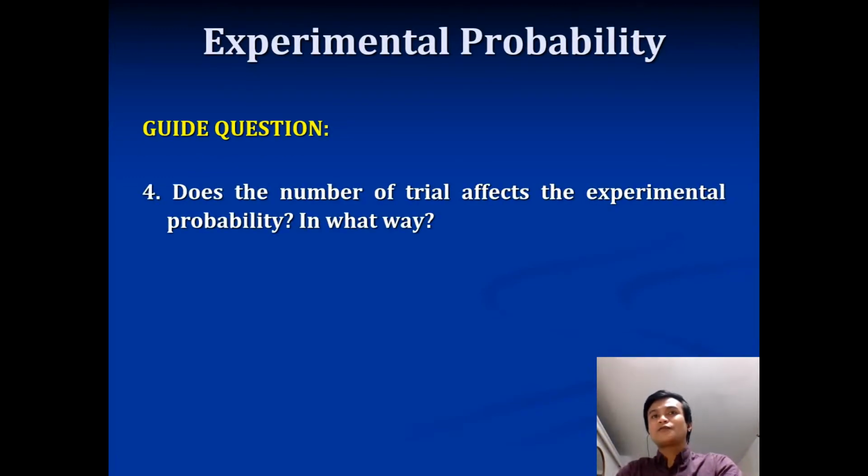Does the number of trials affect the experimental probability? In what way? Of course, the number of trials affects the experimental probability because the number of trials is our denominator. So the more trials, the greater the number of trials will be. And then the number of favorable outcomes depends upon your performance.